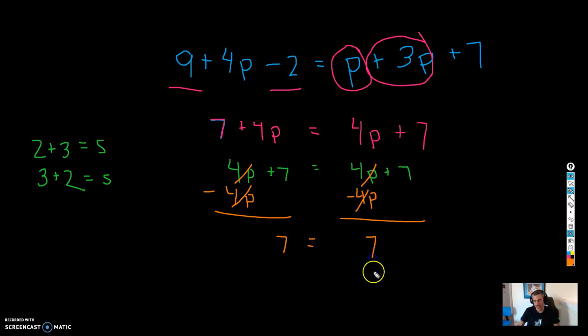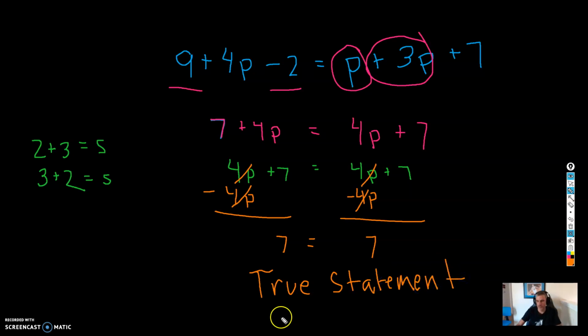All right, so last time I got what was called a false statement. I got 12 equals 9. That is not true. This time I got what is called a true statement. 7 does equal 7. Right? This is called a true statement. $7 equals $7. 7 pounds equals 7 pounds. 7 miles equals 7 miles. So this is what we call a true statement. It is always true. 7 always equals 7.